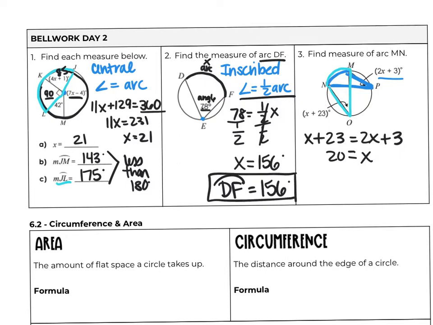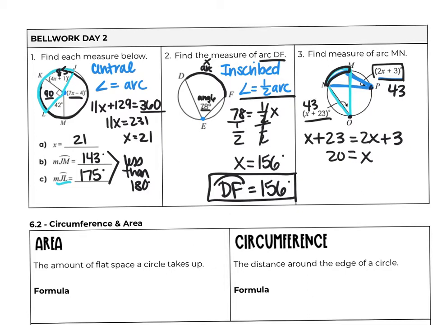All right, and 3, their arcs were they shared this arc. So if the arc is equal, so is the angle. So I set those equal, got x equals 20, but they do want the arc. So I can plug into either of these. It doesn't matter. If I plug into this one, I'll get 43. If I plug into this one, I get 43.